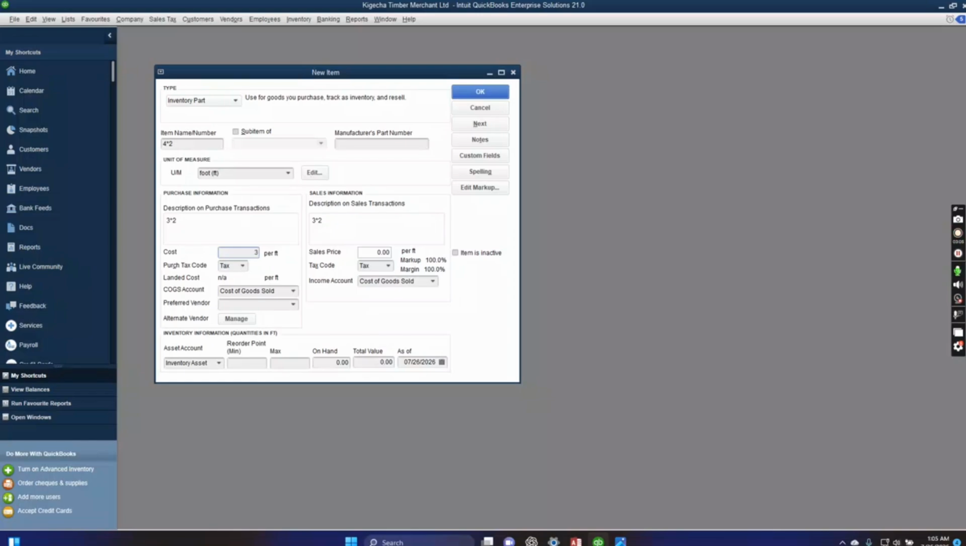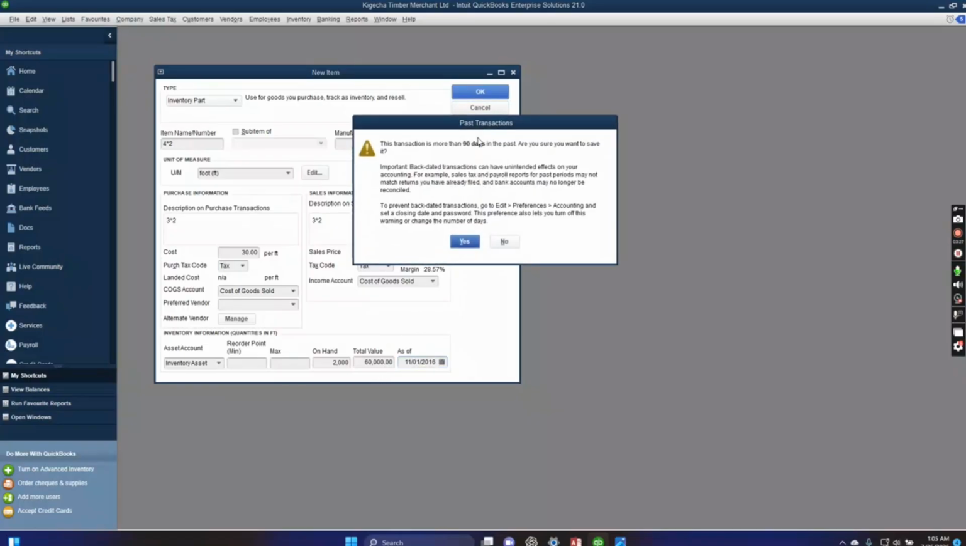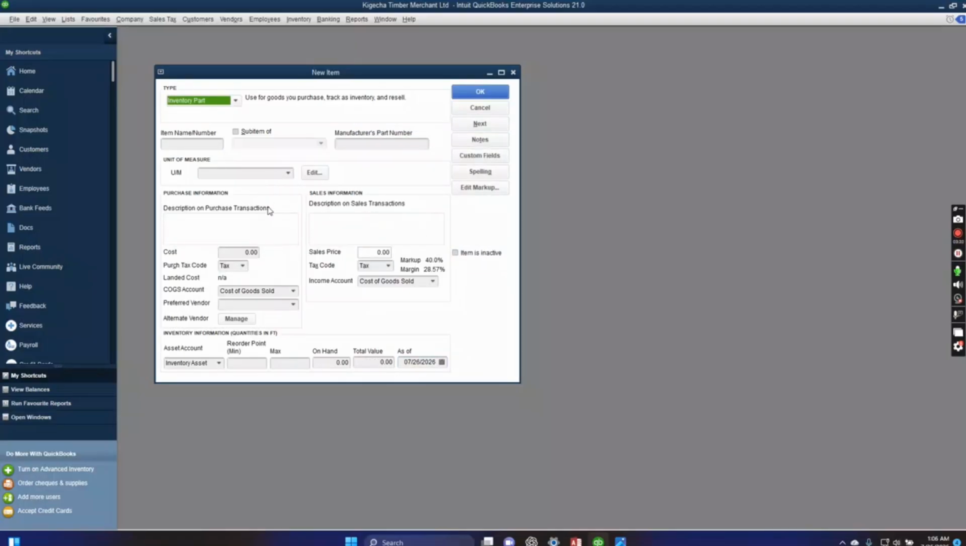The cost is 30. Selling price it's 42. Then amount have 2,000. Then as of this date. Then we can go to next. Next item, we have 6 by 1. Here 6 by 1 unit. It's foot.